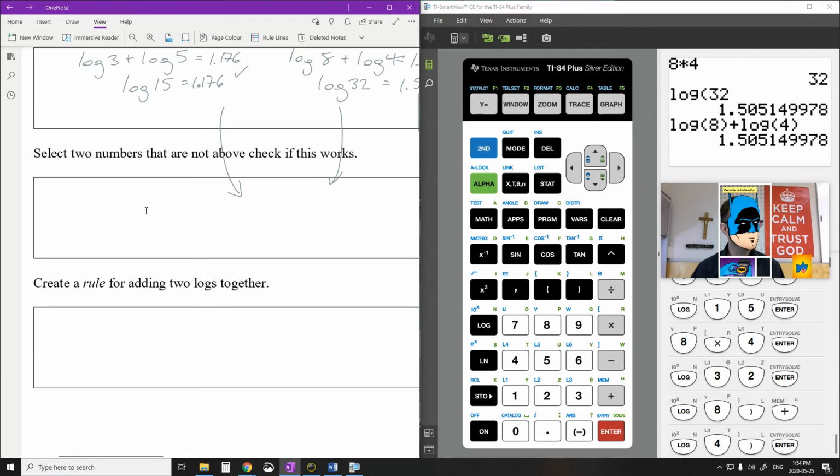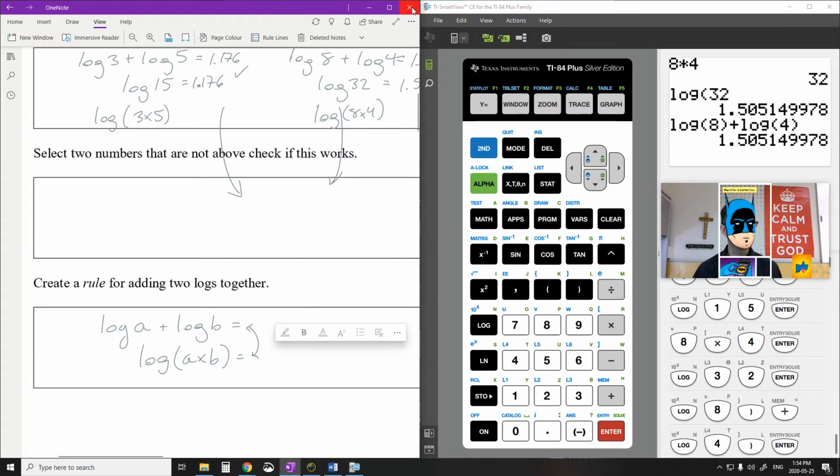So we can create a rule now. Rather than putting actual numbers here, let's say I have log A and log B. What would that be the same as? Up here we have log 3 times 5, and log 8 times 4, because I'm adding those together. So this would be the same as log of A times B. So these two would be the same, and there's a nice little rule that we can create for these two logs.